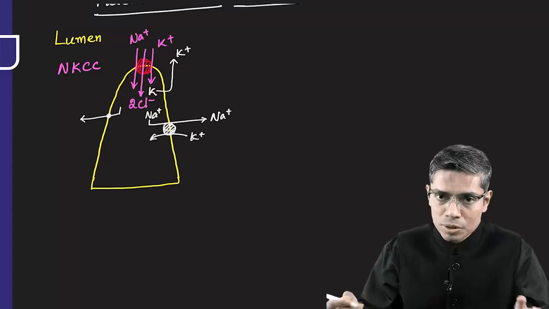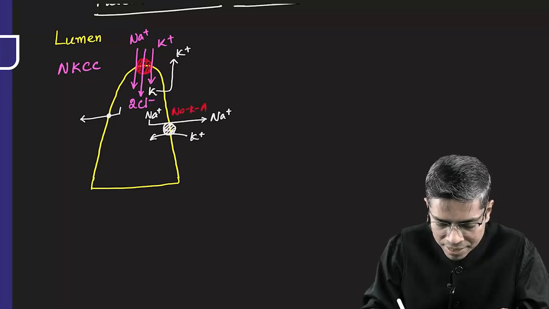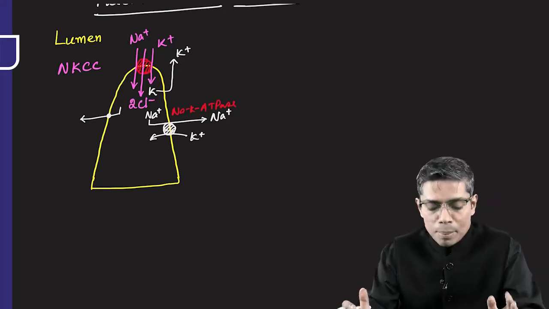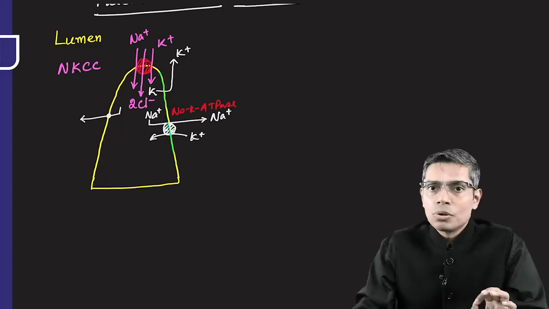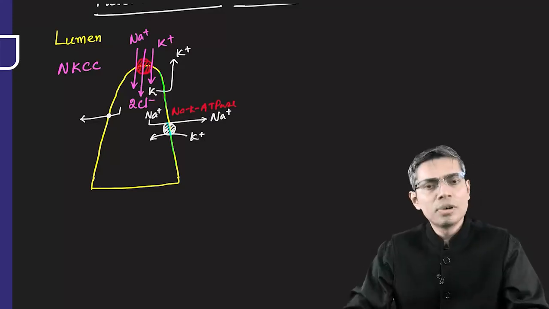What is the name of this transporter? We all know this is the universal transporter, that is nothing but the sodium potassium ATPase pump, which is located on the basolateral membrane of the cell. Okay, basolateral membrane means these two membranes are the basolateral membrane. So whenever the sodium potassium ATPase pump is working, when will it work?